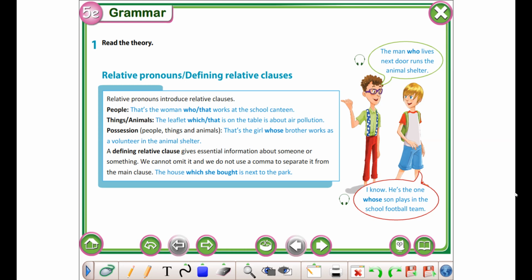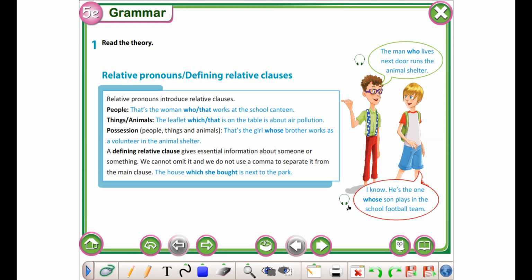Listen to these two guys. What are they talking about? Listen to them. The man who lives next door runs the animal shelter. I know. He's the one whose son plays in the school football team. He's the one whose son plays in the football team. Чийто син играе в футболния отбор.